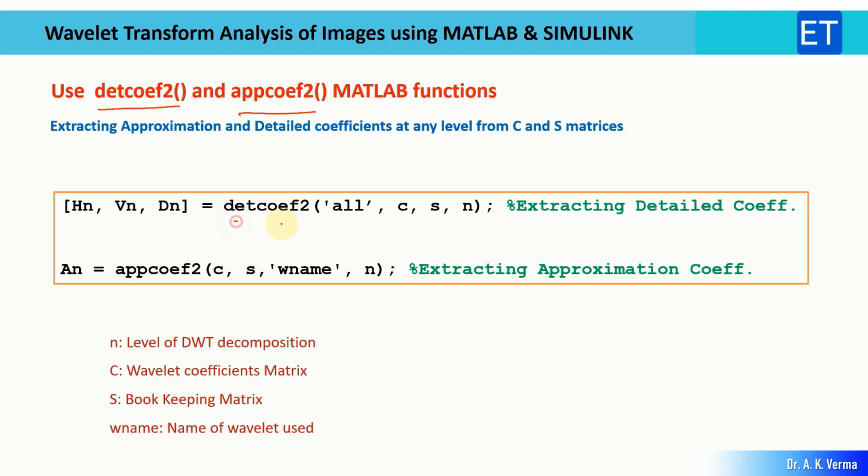So this is the syntax of detcoef2. You need to pass these two matrices C and S, right? And then you need to define the level at which you want to extract the horizontal, vertical and diagonal coefficients. At that level n, this function returns these three matrices H, V and D. Similarly, if you want the approximation coefficients at a particular level n, you need to execute the function appcoef2 like this. You need to pass C and S and define the wavelet name. You will get the approximation coefficients at that level.